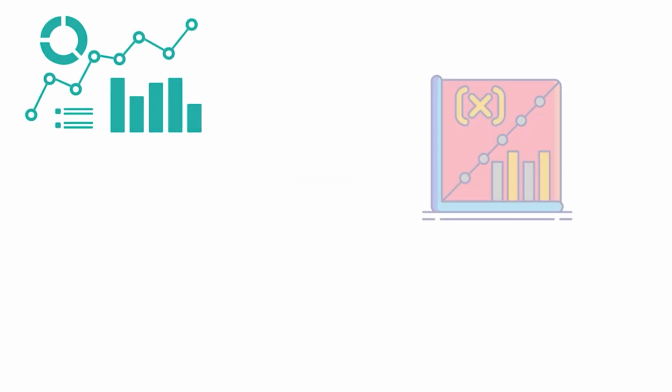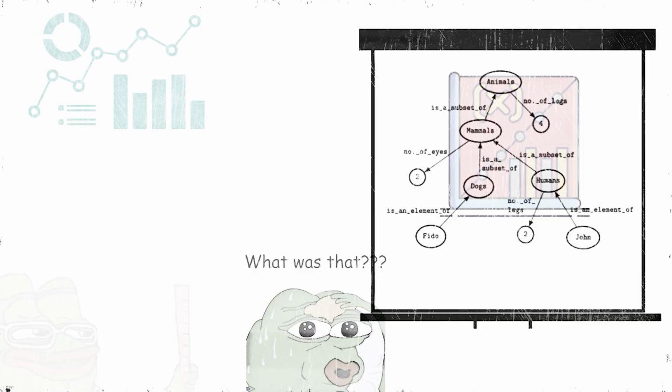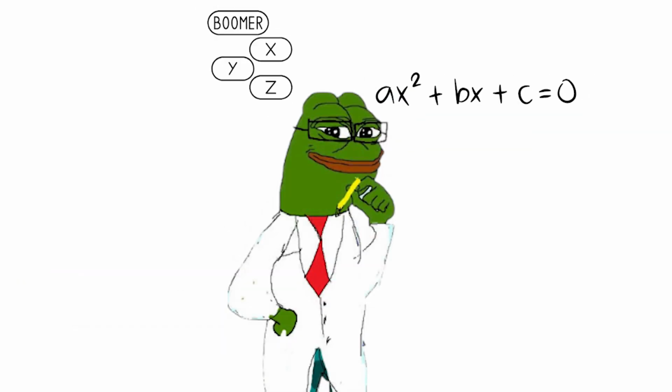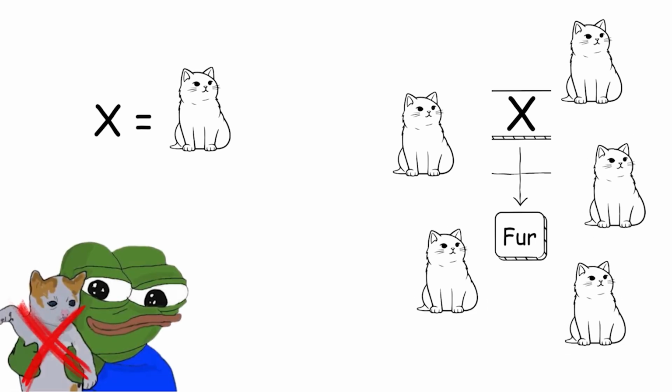Predicate logic. This logic is more sophisticated, using variables and quantifiers, like all or some, to make statements about categories of things, not just individual cases. Imagine generalizing about groups. Here's an example. For all x, if x is a cat, then x has fur. This applies to all cats, not just your pet Mittens.